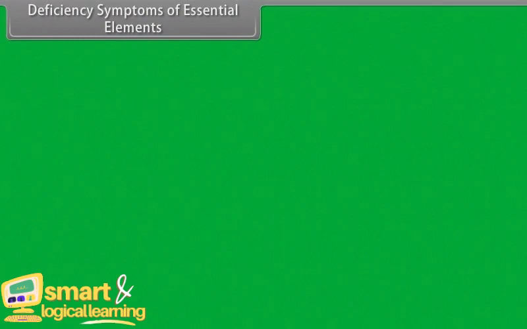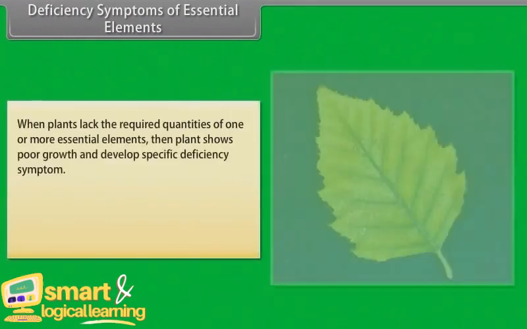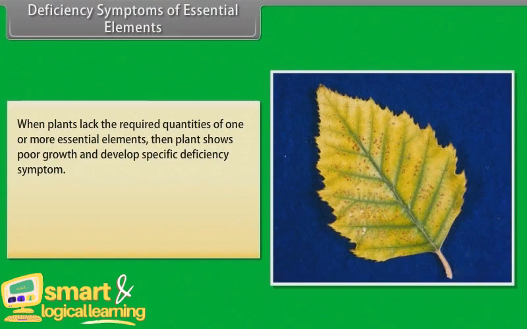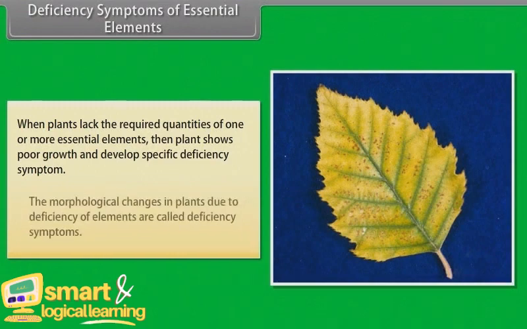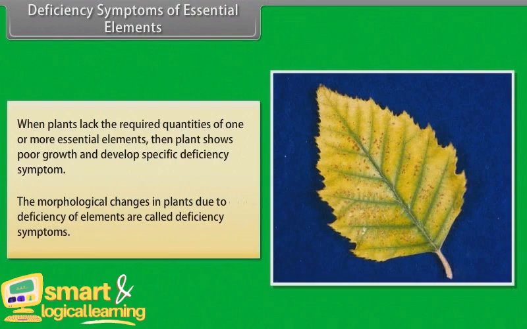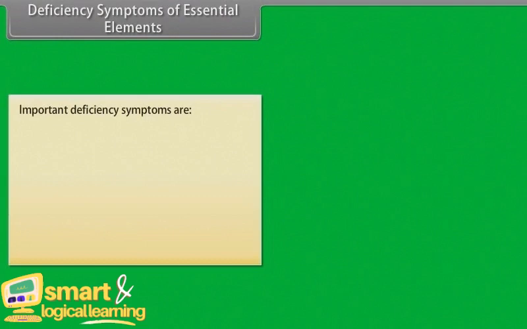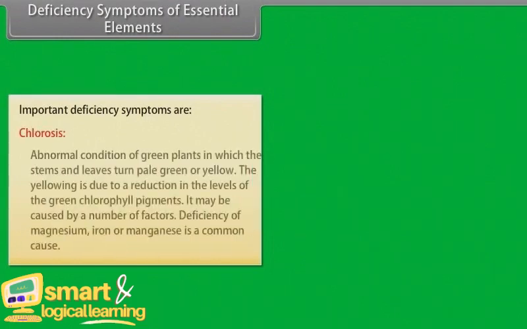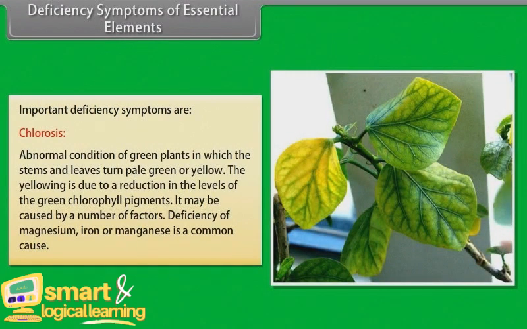Deficiency symptoms of essential elements. When plants lack the required quantities of one or more essential elements, the plant shows poor growth and develops specific deficiency symptoms. The morphological changes in plants due to deficiency of elements are called deficiency symptoms. Important deficiency symptoms are chlorosis, an abnormal condition of green plants in which the stems and leaves turn pale green or yellow. The yellowing is due to a reduction in the levels of the green chlorophyll pigments.